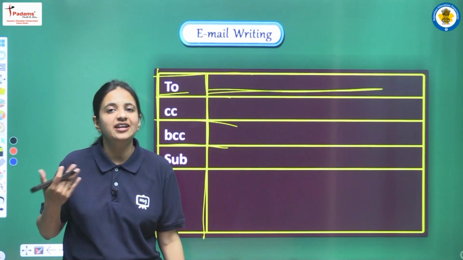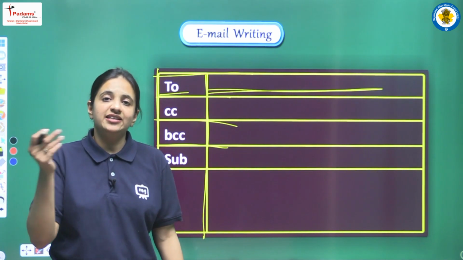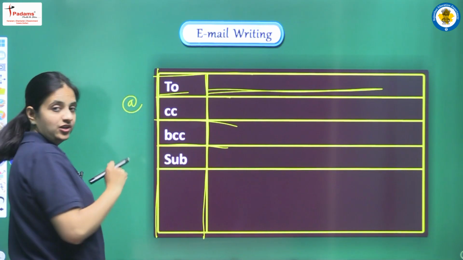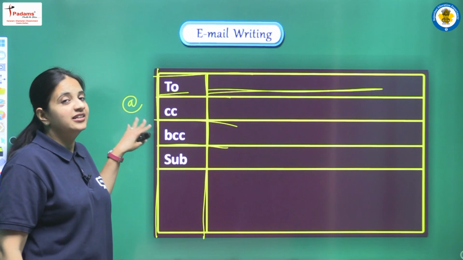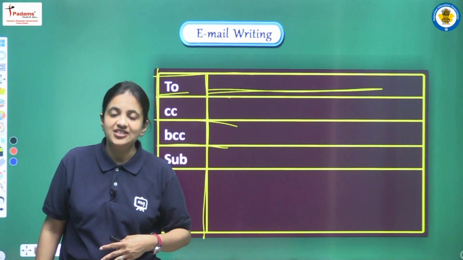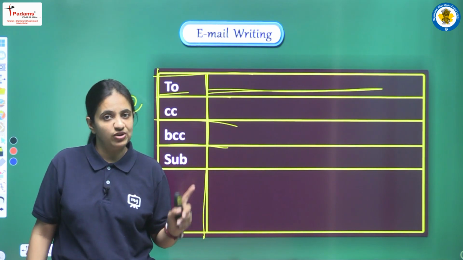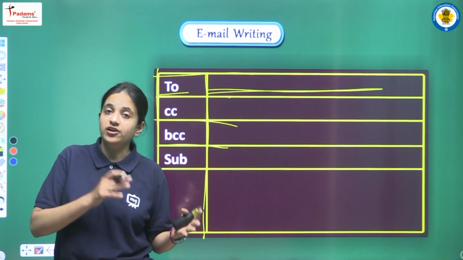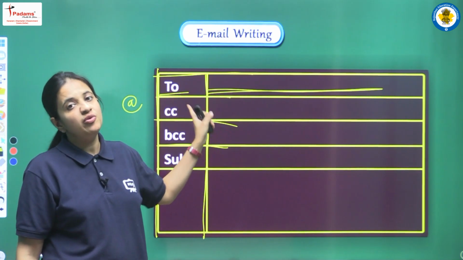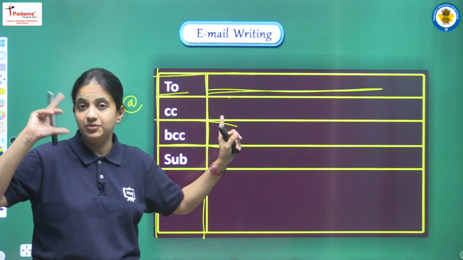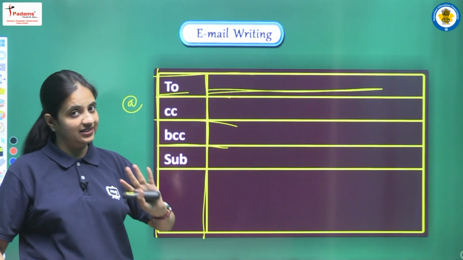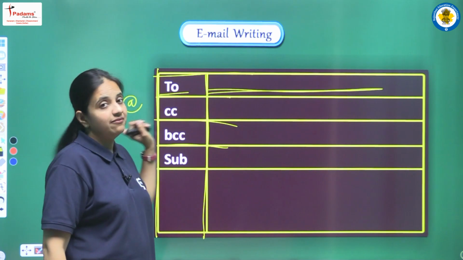You can choose any name, like you can choose Manisha, and then you have to write @. I hope it is clear, @. Manisha@, then you can write yahoo.com, gmail.com. So the email address generally will not be there in the question. You have to write your email address by yourself. So in this column, that is To, we have to write the email address of the person whom we are writing this email. Clear?